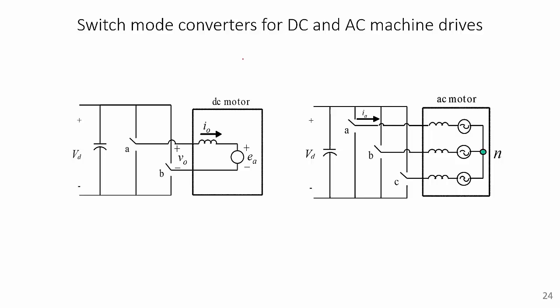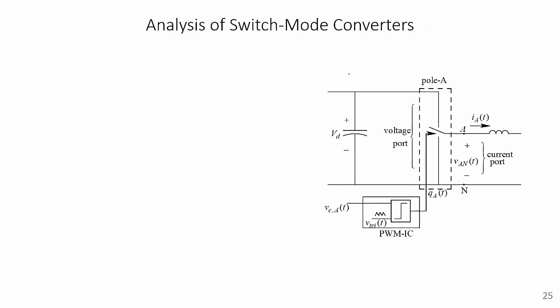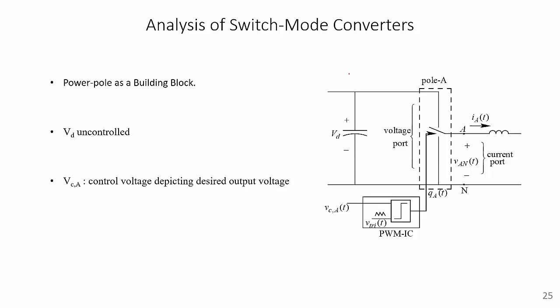On the left is a full bridge converter that is commonly used for a DC motor drive, and on the right is a 2-level 3-phase inverter that is used for both induction motor as well as permanent magnet synchronous motor drives. To understand the operation of these converters, let's initially start off with a simple switching power pole. The input of the switching power pole is an uncontrolled DC voltage VD. The control voltage VC is compared with a high frequency carrier to generate a modulation signal for the switching power pole to produce a desired output voltage VAN.